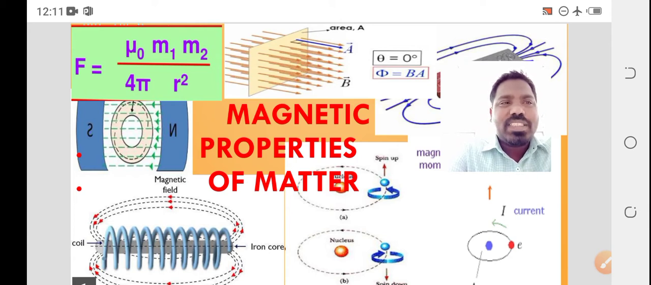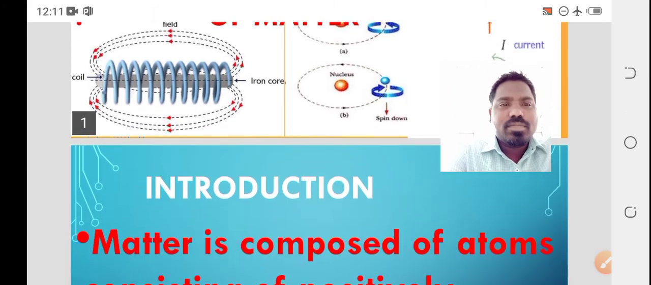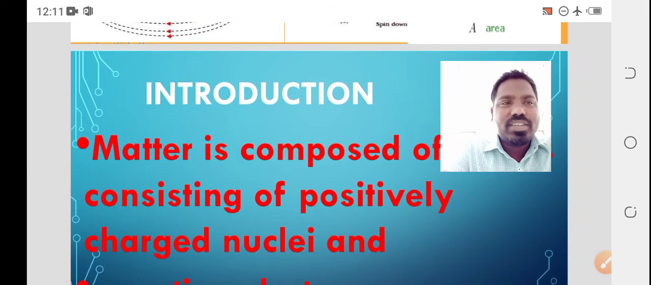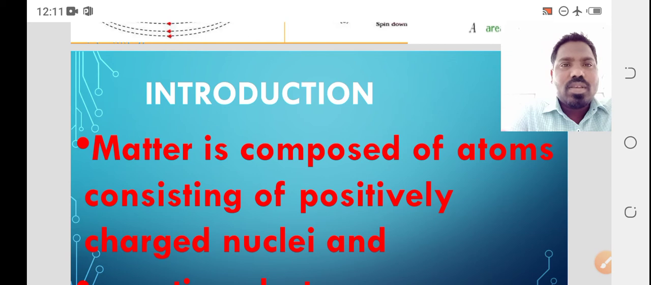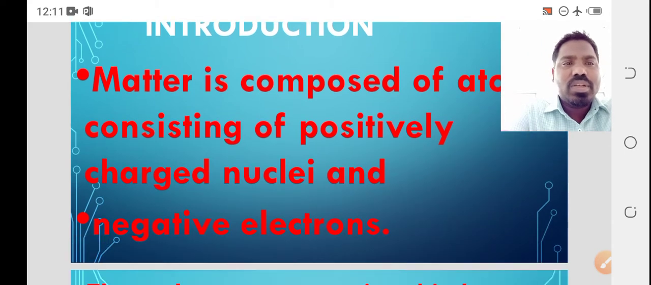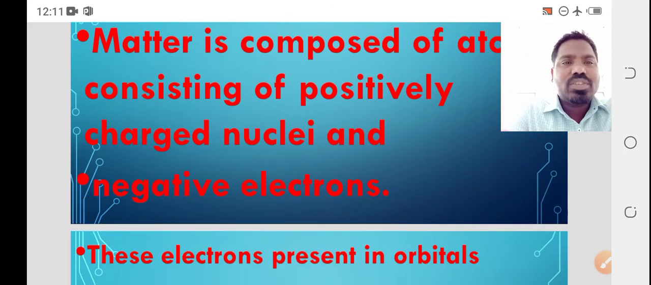Magnetic properties of matter. Let's see what is the introduction. Matter is composed of atoms consisting of positively charged nuclei and negatively charged electrons.